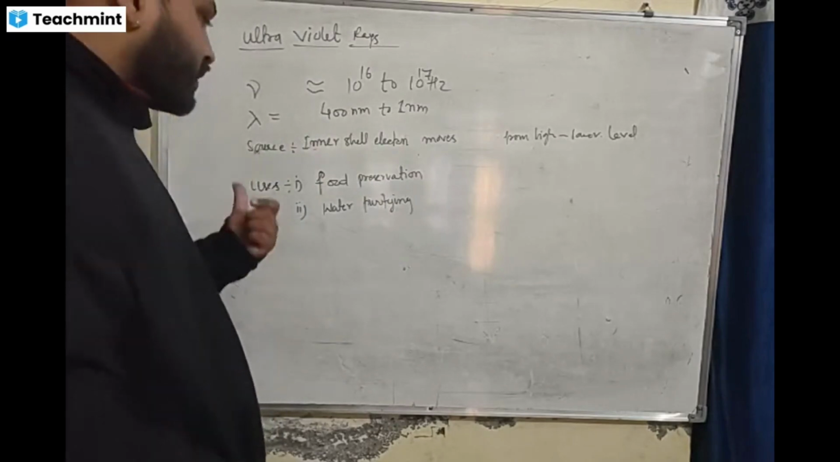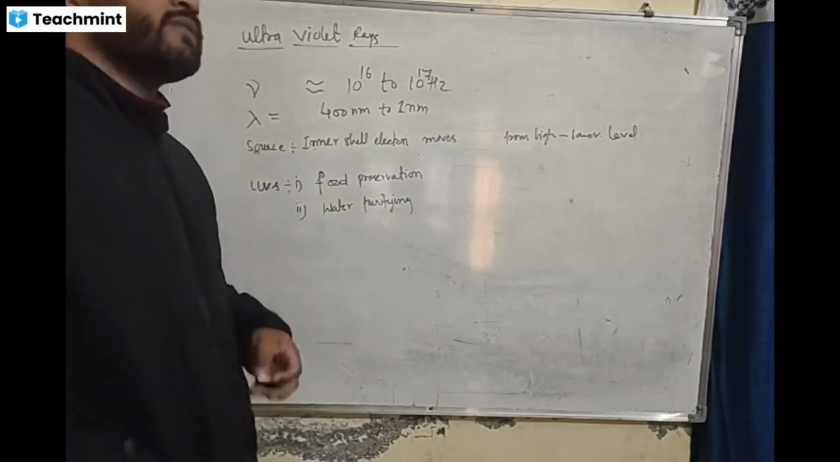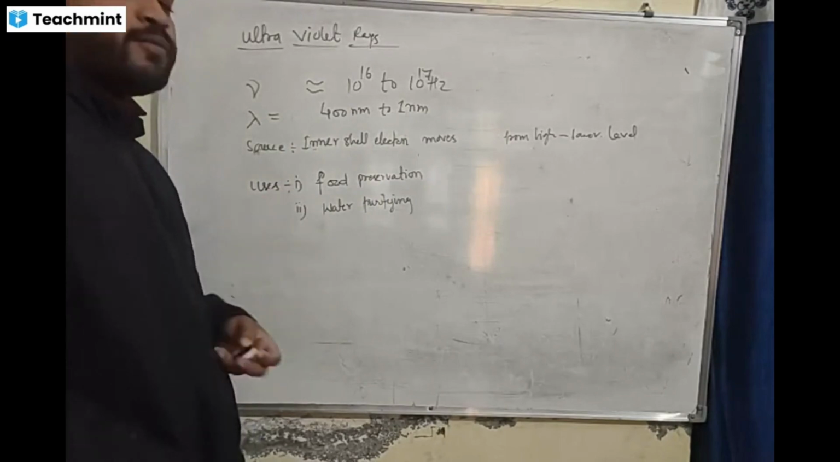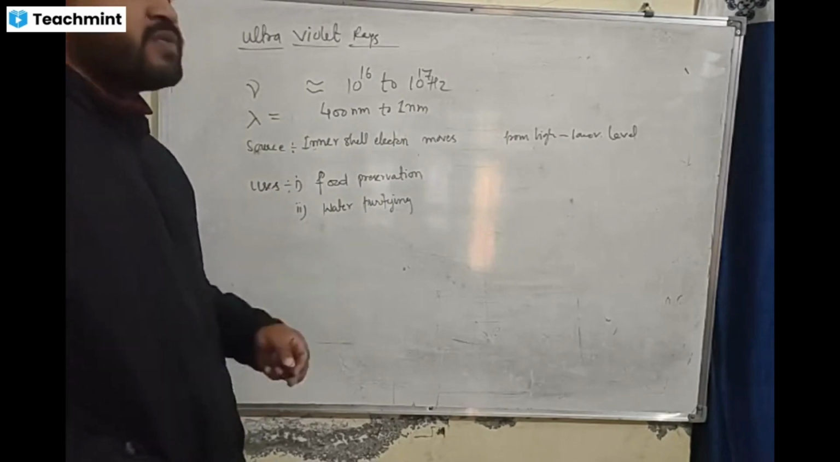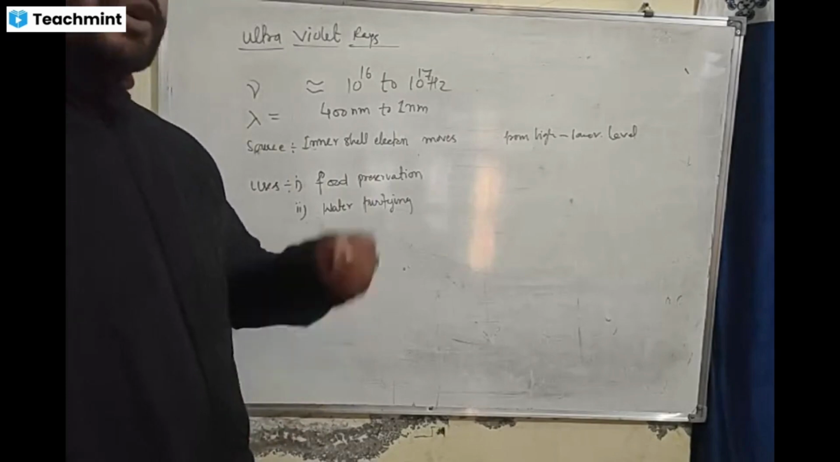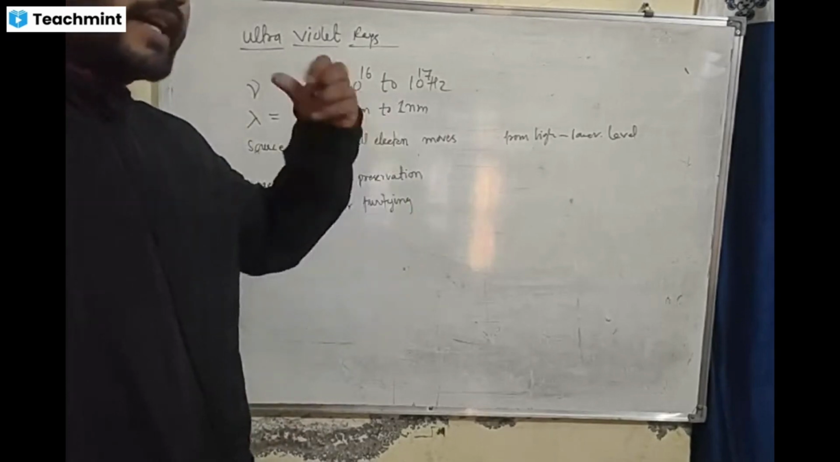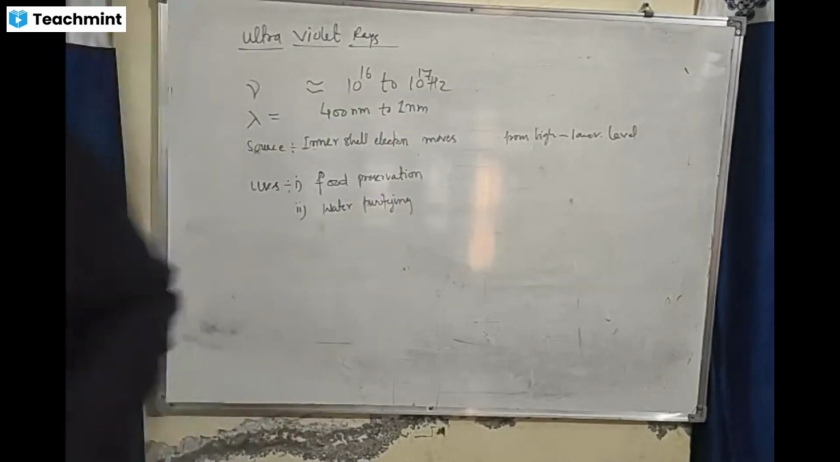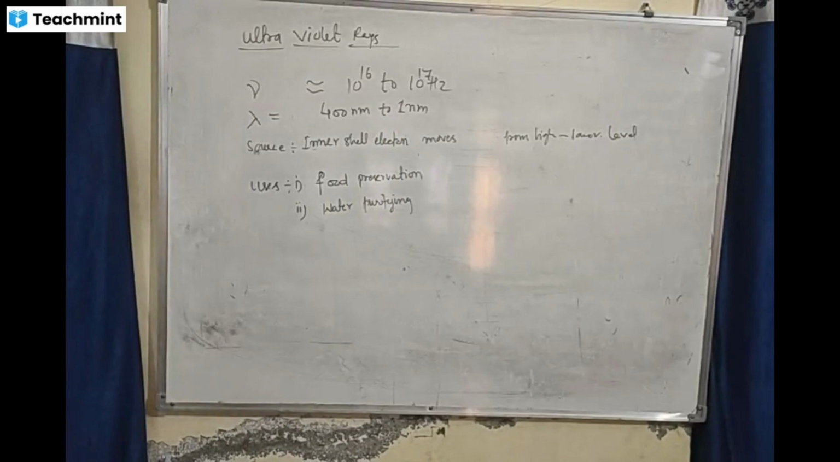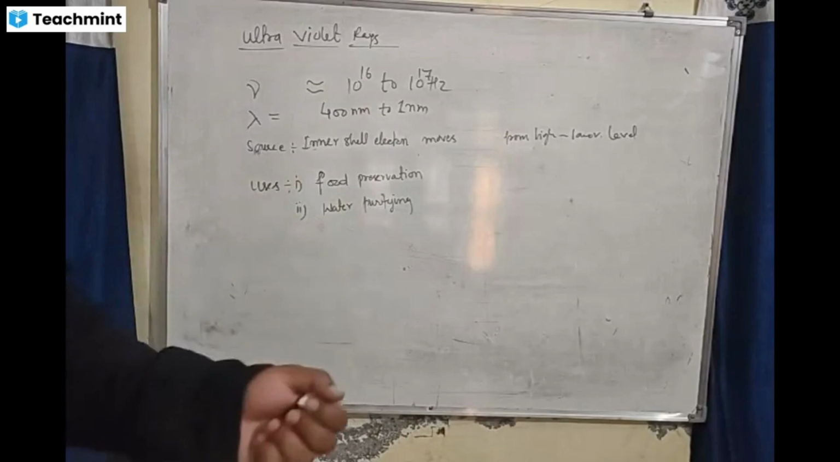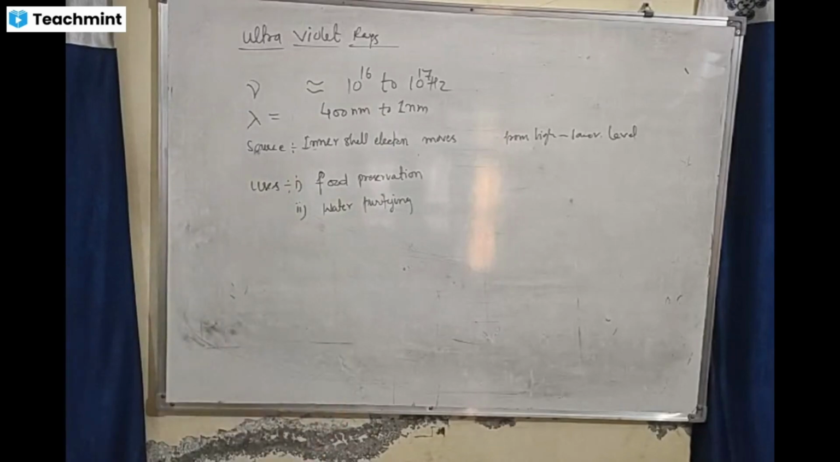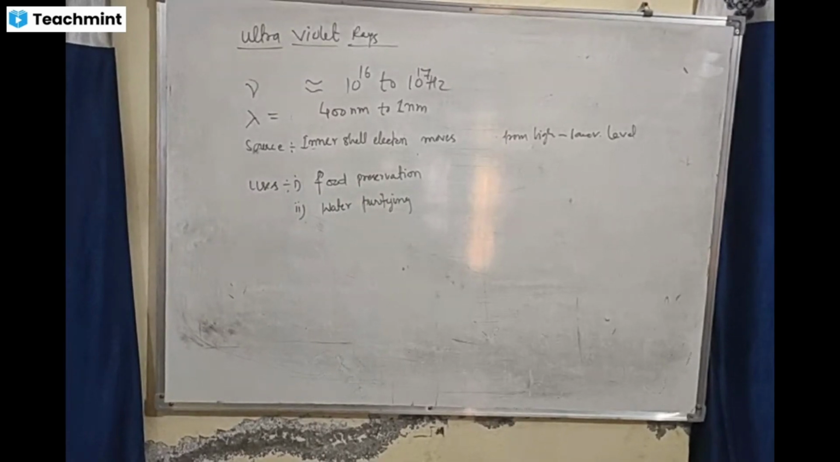If you are talking about the uses, it has lots of uses, like food preservation. It is used in water purifying systems. It is also used to find invisible writing, and documents and fingerprints can be examined by it, and it is also used in the study of molecular structure. So these are the ultraviolet rays.